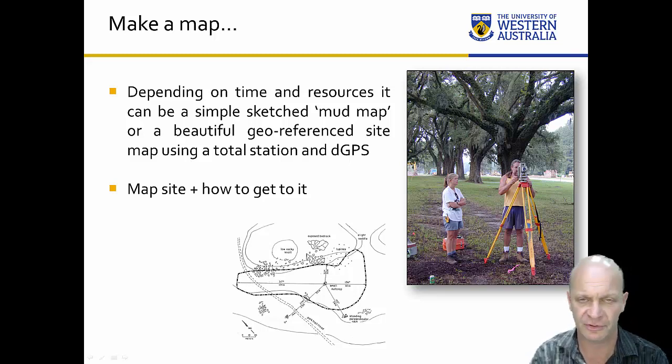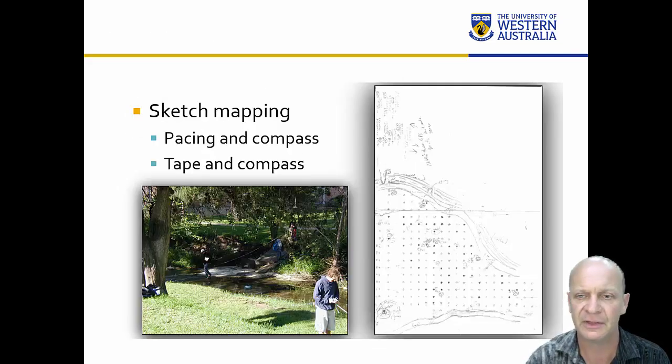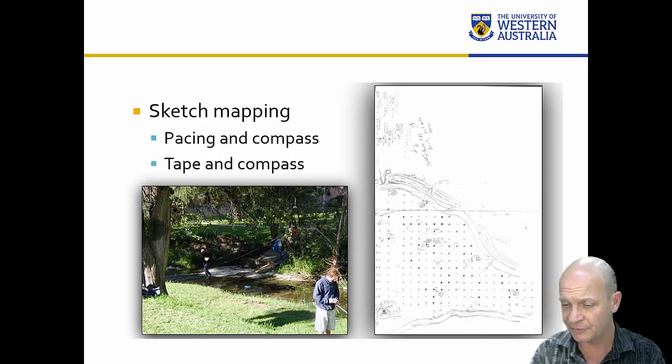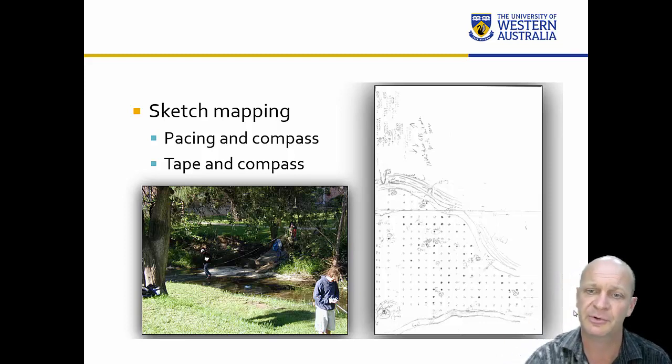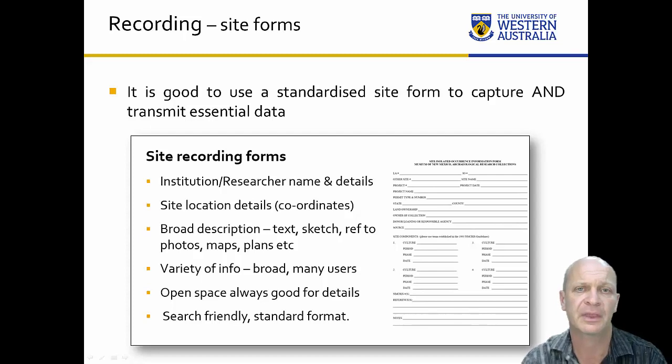Your notebook should be a combination of text and images and sketches and maps and those kinds of things. Here you get some examples of sketch mapping. Sometimes you just use a simple tape and compass. You align a tape along a compass bearing and you record all the sites along it and you produce something like this. Quite rough and ready, but it's got data over here which you later then use in your research.